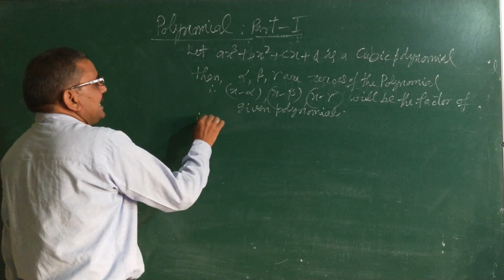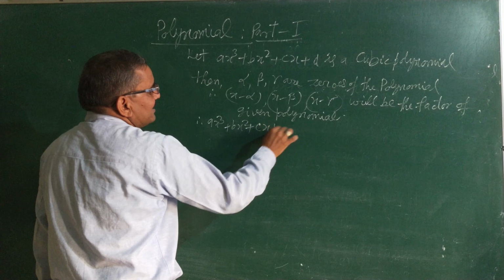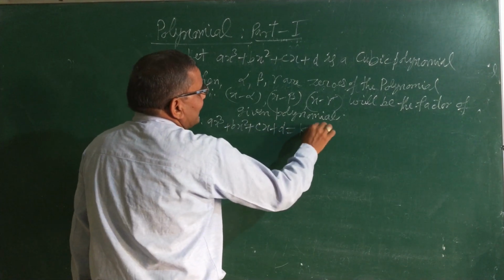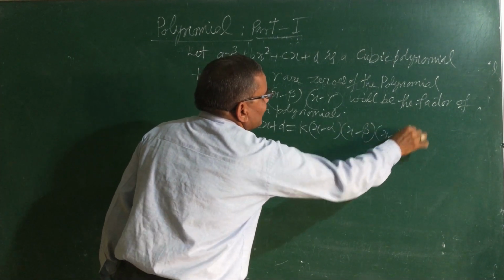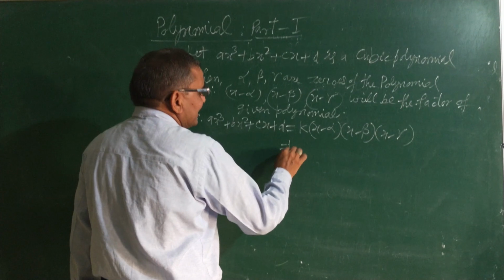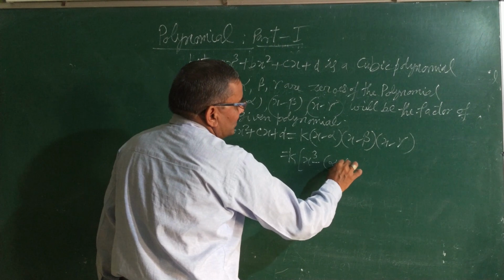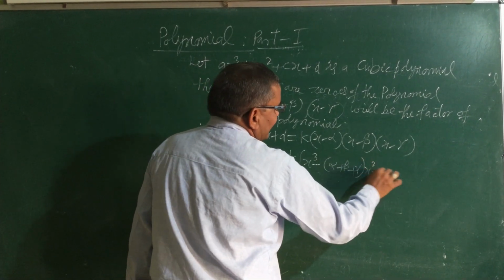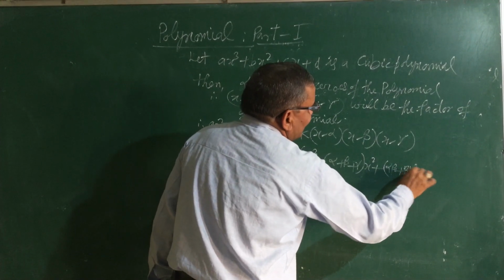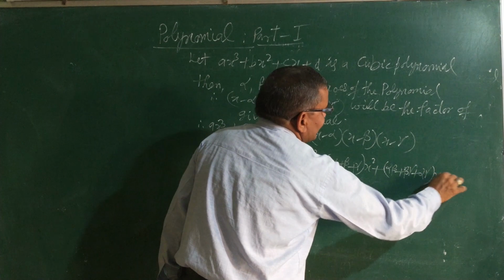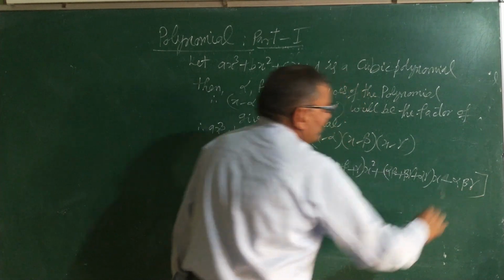Therefore ax cube plus bx square plus cx plus d is equal to k times x minus alpha, x minus beta, x minus gamma. This can be written as k times x cube minus alpha plus beta plus gamma into x square plus the sum of products of two at a time, alpha beta plus beta gamma plus alpha gamma, into x minus alpha beta gamma. This will be the product.